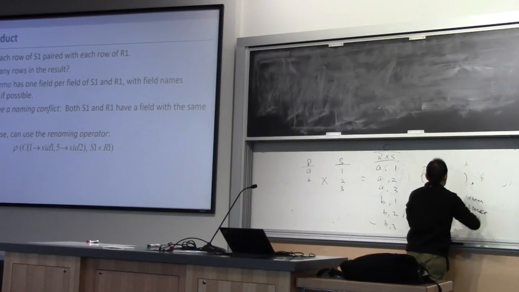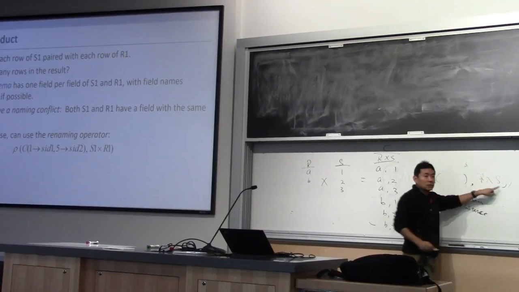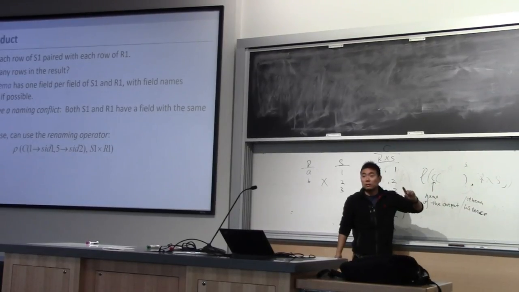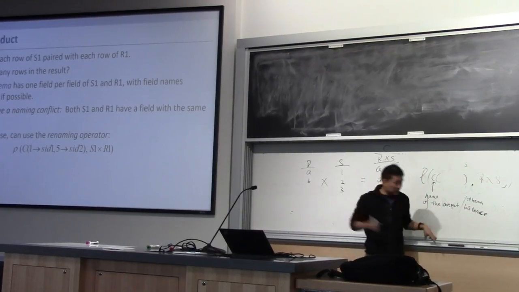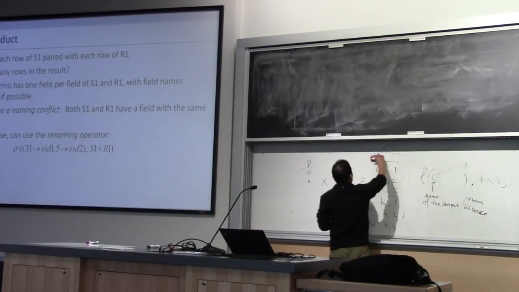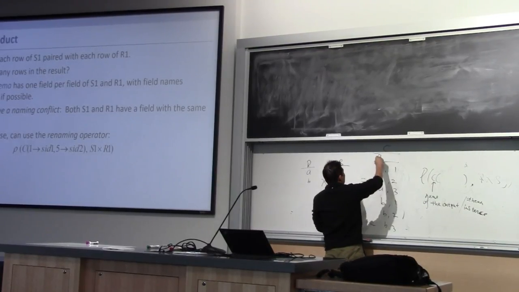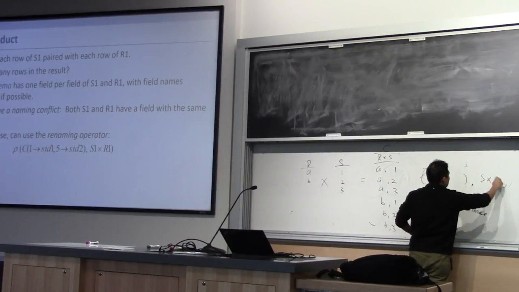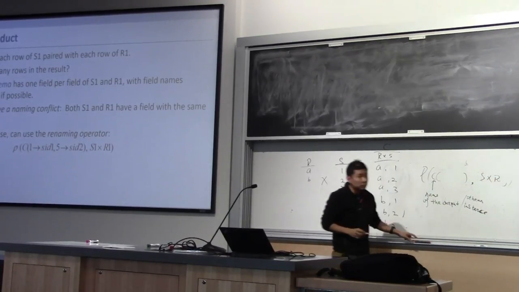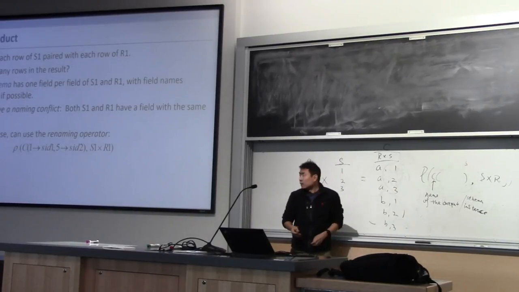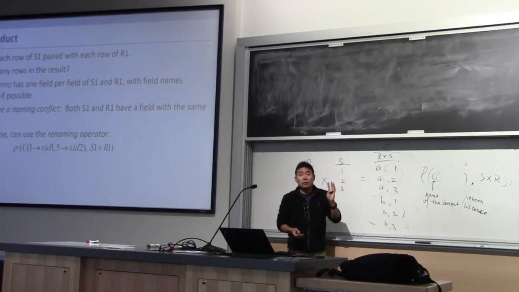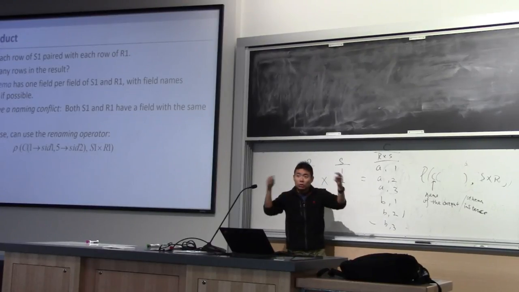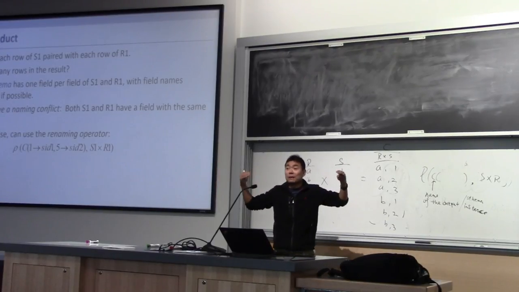R means reserves, S means sailors. To be consistent with what I have there, I will do S cross R. I will put sailors first, then reserve second. Sailor has four attributes, right? Reserve has three attributes. So in total, you have eight attributes in the output schema. You follow me?